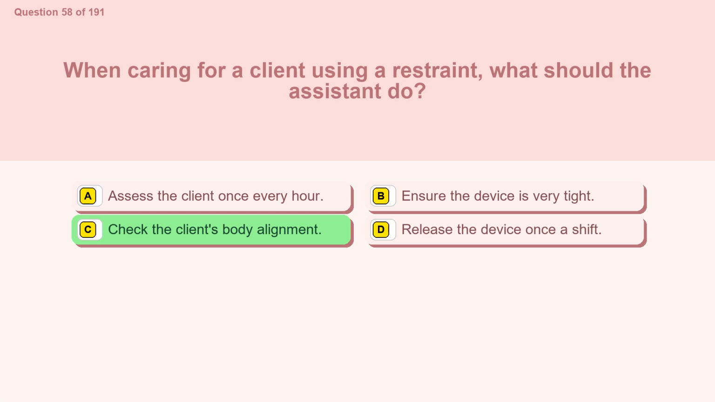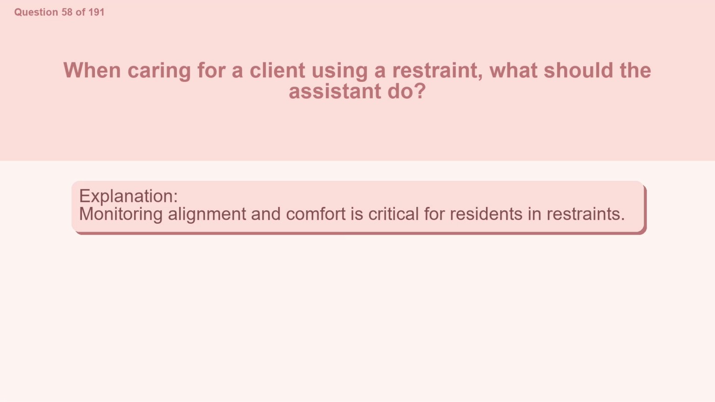The correct answer is option C. Check the client's body alignment. Monitoring alignment and comfort is critical for residents in restraints.